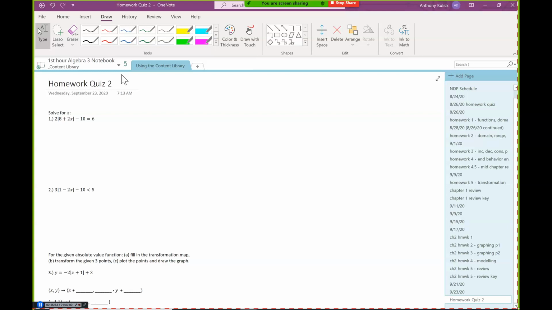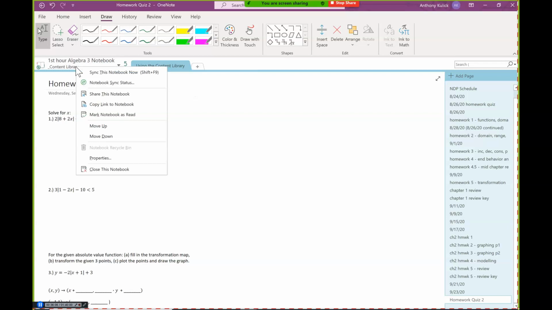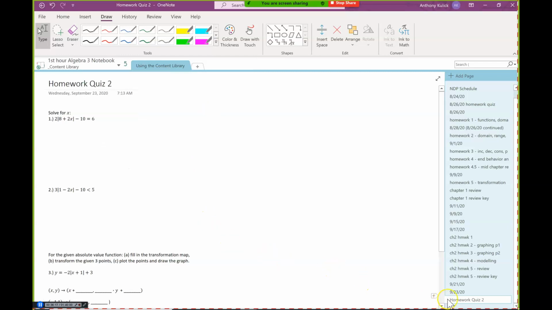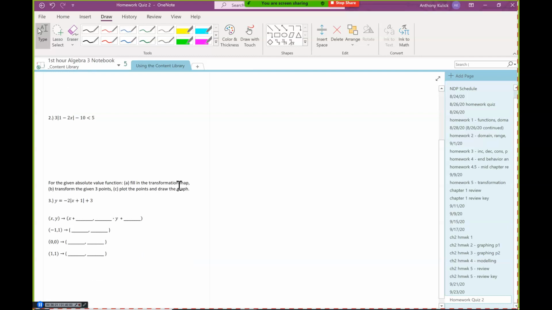If you don't see homework quiz 2, try resyncing your notebook because it probably just hasn't caught up to my sync. To sync your notebook, you just go up here onto the notebook name and right click, and you can click either sync this notebook or do the notebook sync and sync all your notebooks. It doesn't really matter. They'll both accomplish what we're looking for. But you should see this homework quiz. It has 3 questions on it.